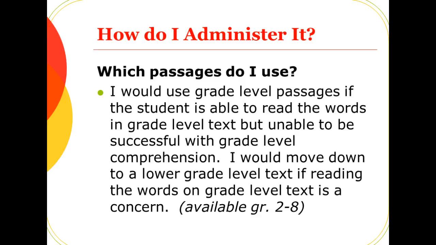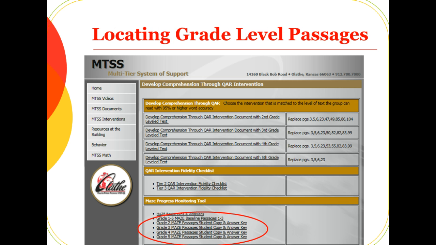The text is available for grades 2 through 8. But of course, we would never go above the grade because all of the students that we're working with are students who have challenges with their reading. Where do you locate those grade level passages? Just where we had said before, on the MTSS website. We go to the MTSS interventions and then choose one of the comprehension interventions. Towards the middle of the page where it says Maze Progress Monitoring Tool, you'll see that we have them for grades 2, 3, 4, and 5, where there's the student copy that you'll print off and then the answer key for you.